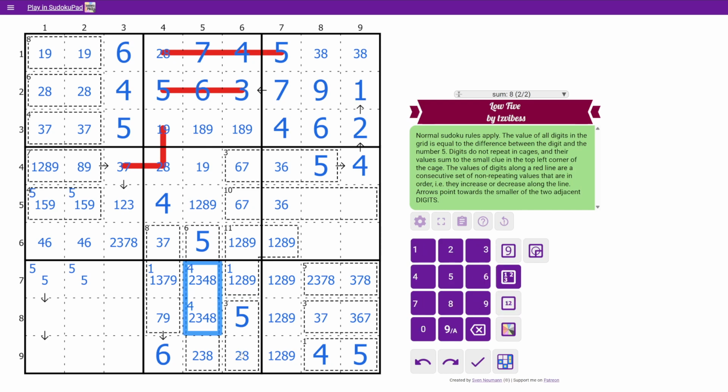So the 1 value is going to be a 4 here. The 2 value is going to be a 3. In any of it, this will not be a 3. The 3 value can be either the 2 or 8, which is fine.